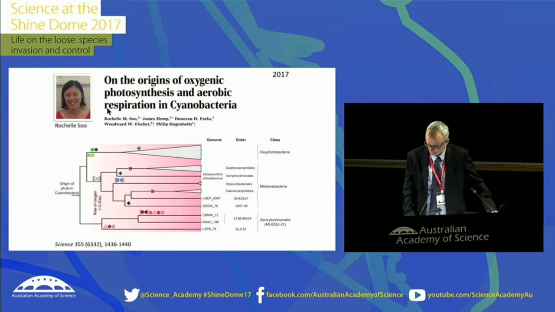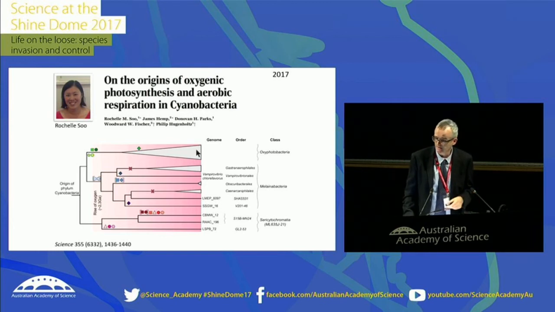Another recent example, the work of Rochelle Su, was to make use of the genome tree to look at the evolution of oxygenic photosynthesis and aerobic respiration in cyanobacteria, which is a highly contested issue in the field. So the first thing to notice from this tree is that this group here, the Oxyphotobacteria, represents all of the cultured representatives of the cyanobacteria. And then there were two main basal groups, which have been named Melainabacteria and Sericytochromatia. These groups are only represented by uncultured organisms. So this provided us with an outgroup in order to look at the early evolution of photosynthesis.